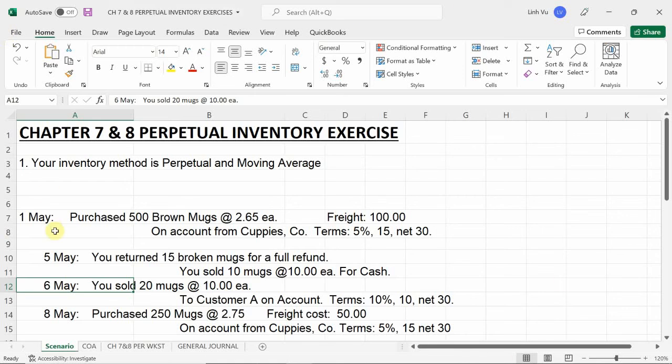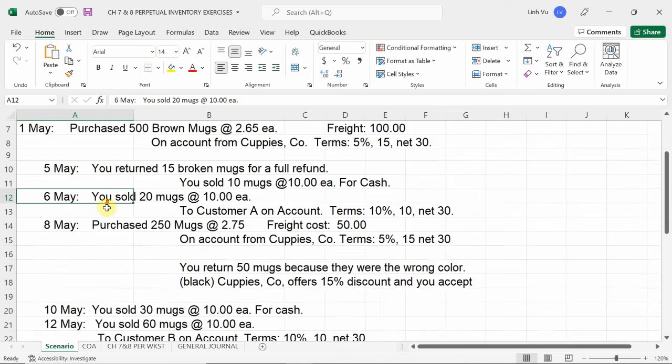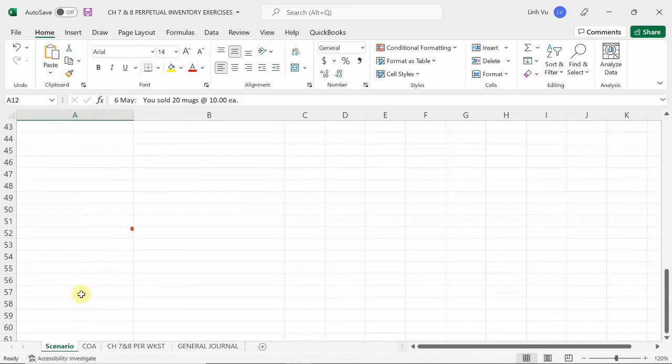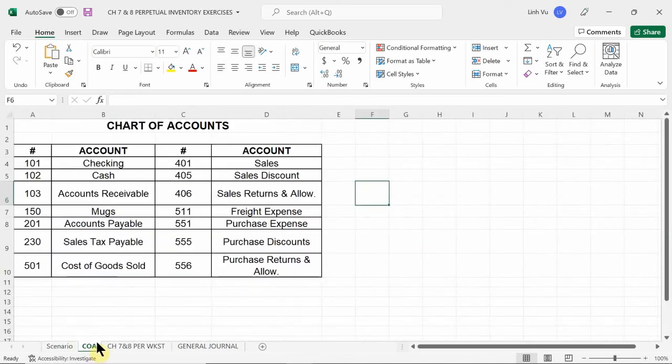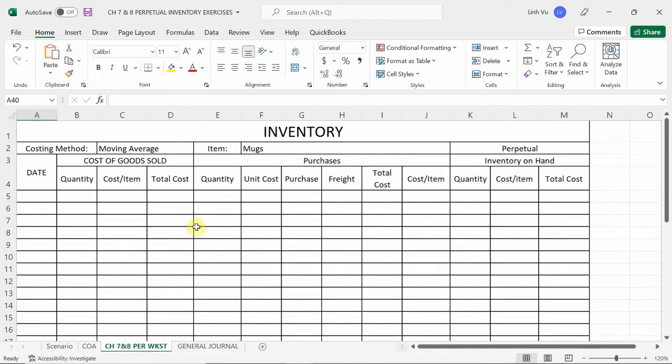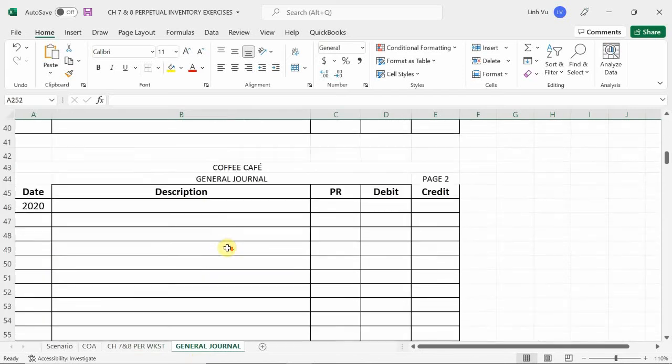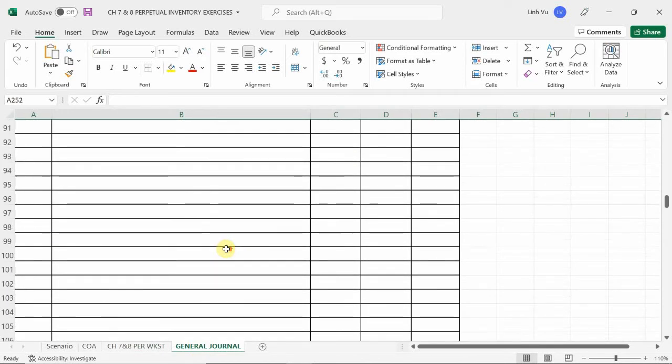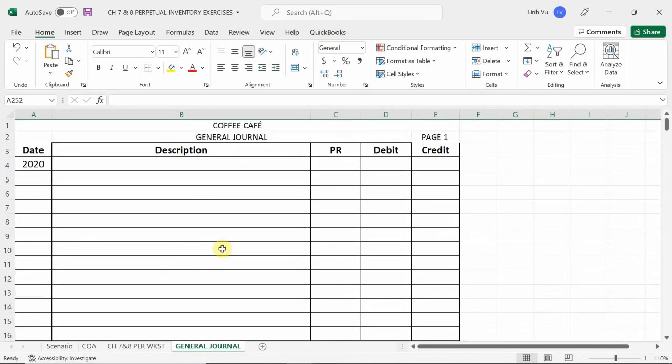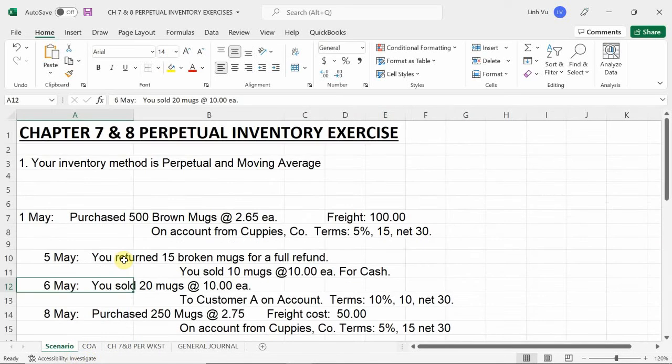All right, so once again, this is the chapter 7 and 8 perpetual inventory exercise. Here you go. You have a scenario here, okay? You are given a chart of accounts, so we will be practicing how to use the chart of accounts, and we will be practicing plugging our numbers into the inventory worksheet and also journalizing. Okay, we're going to journalize all of our transactions here, okay? So we got about 4 pages of journals that we can utilize to go ahead and practice this one section here. Okay, so going back to the scenario, right?